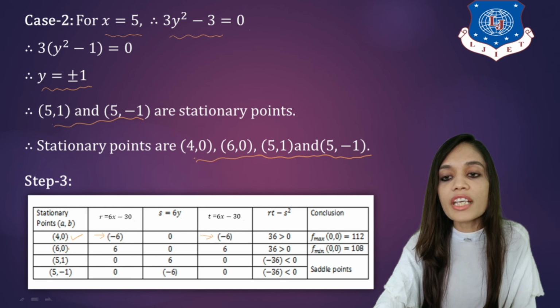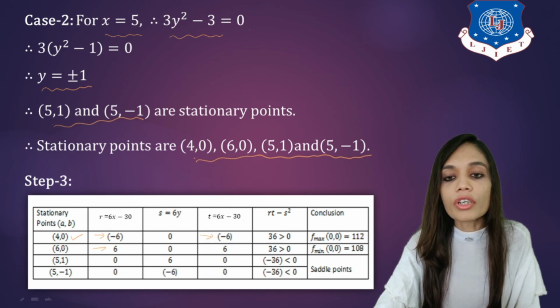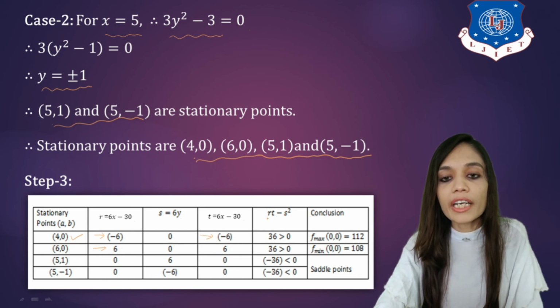Now let us put (6, 0). So on putting x as 6, you will get 36 minus 30. So answer will be 6. If you put 0, s will be again 0. Now if you put again x as 6 in t, so answer will be 6. Now in these two, let us find rt minus s square. So it will be 36.